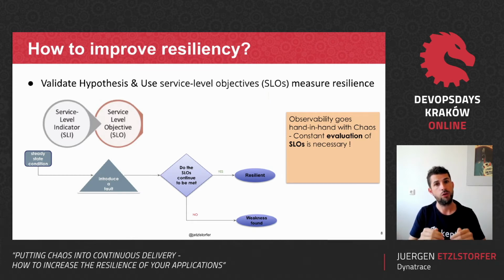And then you have to evaluate: are my service level objectives still met? Is my quality still the desired quality of my application? Or is maybe the failure rate now a little bit higher? Or is the response time now way worse than it was before? But if the conditions do not change, if the SLOs stay the same, you can consider your application resilient to this kind of chaos. And if not, you have found a weakness and you can now work on improving it.